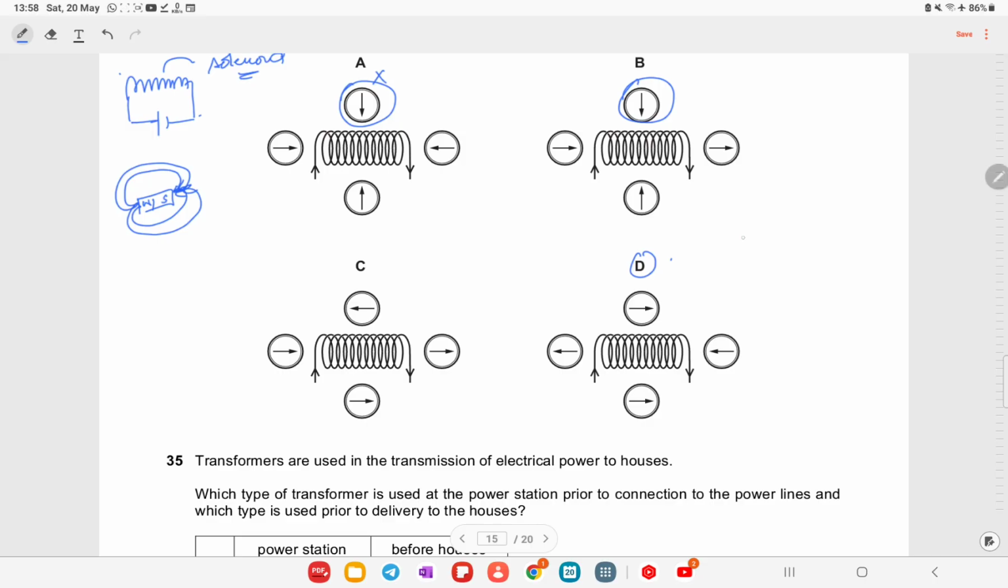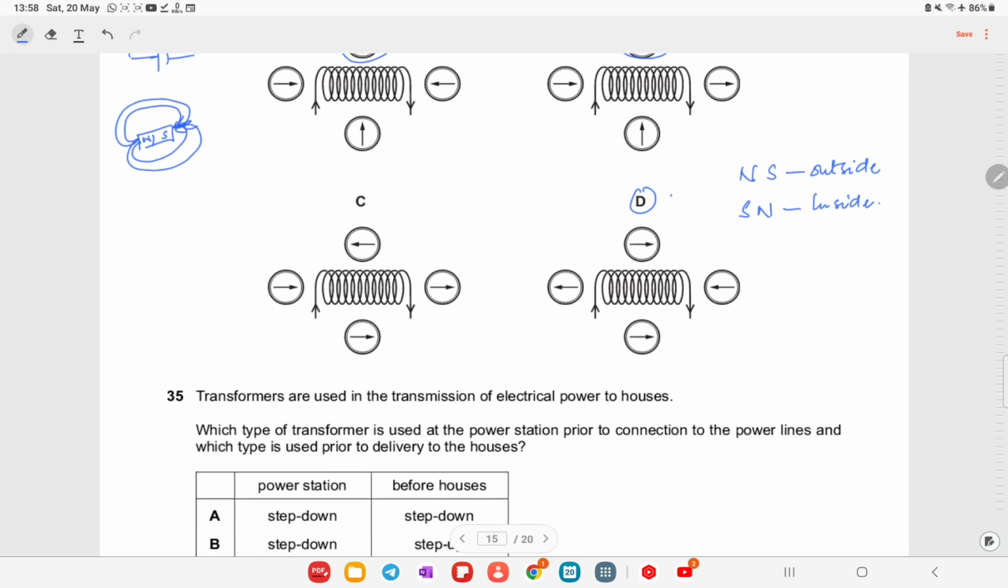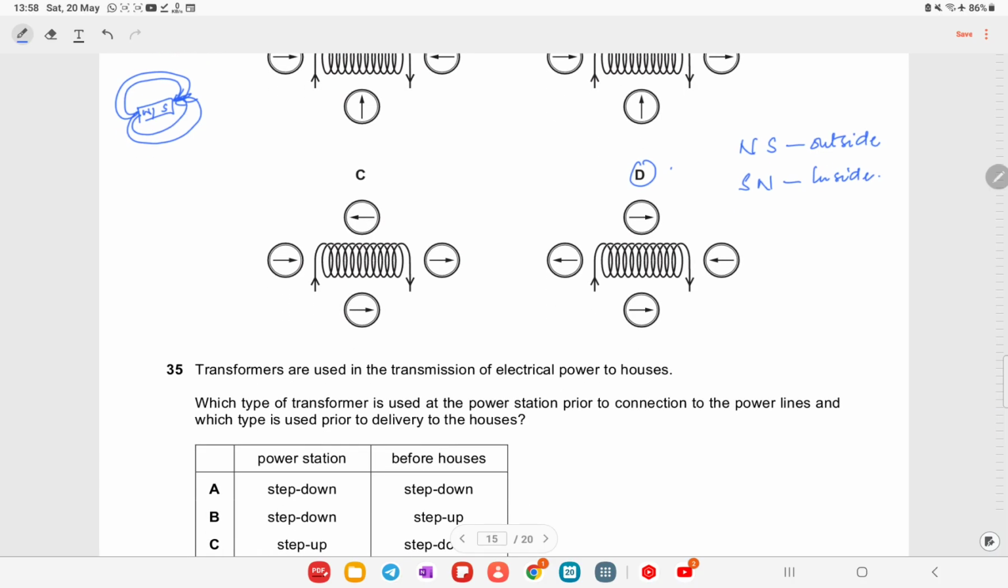So remember this thing: north to south, the magnetic field is north to south outside the magnet. So if you are talking regarding south to north, it's going to be inside the magnet. So the field direction will be inside the magnet if you are talking about south to north.